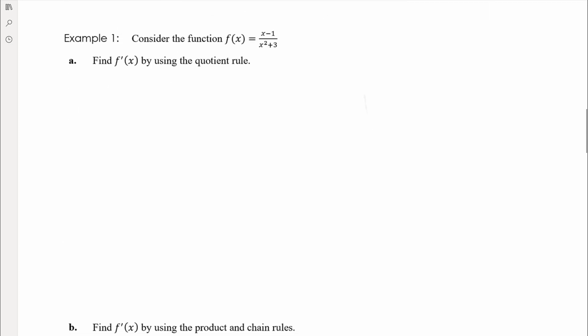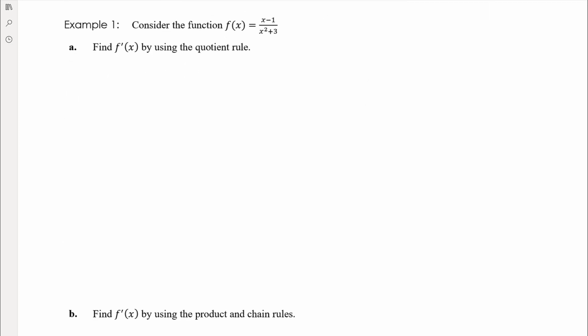The other thing I want to look at through this first example is that it is possible to avoid using the quotient rule, and instead always use a combination of product and chain rule. What I want to illustrate, though, is that I used to advocate, don't worry about quotient rule, just learn product and chain rules.